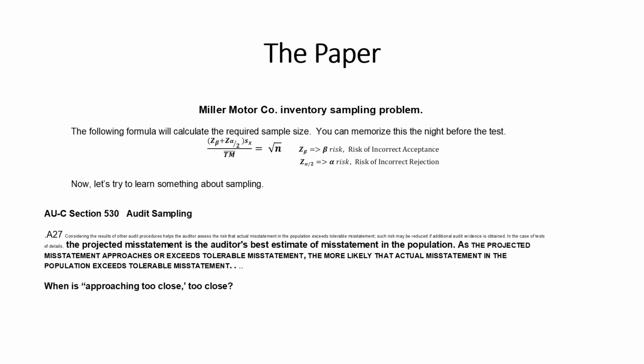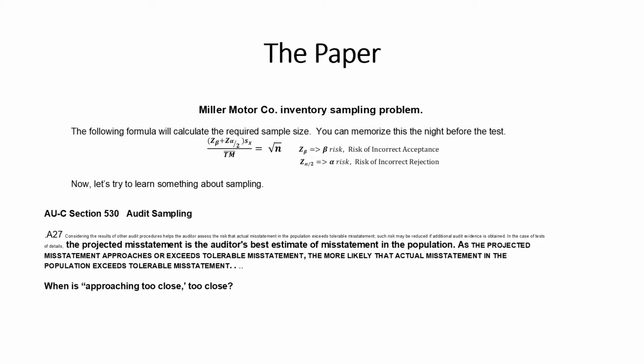I get frustrated. I think students focus so much on the statistics part of this that they lose sight of what's easy. So the night before the test, you can memorize the formula for sample size. The most common mistake is in the denominator, tolerable misstatement. That's the average tolerable misstatement. So that's not in our handout. It's not the 200,000. It's the 117 average.